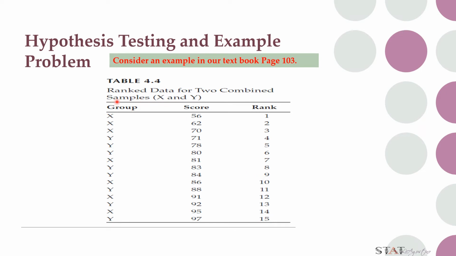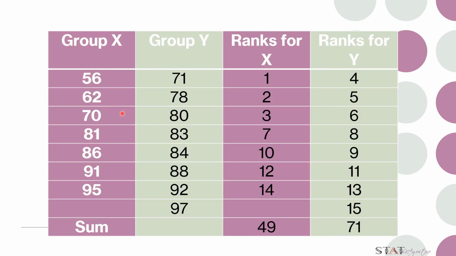So this is Table 4.4. It is the rank data for the two combined samples X and Y. These values, these groupings, are just combined for ranking. So the lowest value is 56, so rank 1, and 62 is rank 2. But take note of their groupings. Here's group X, and here's group Y. So they maintain their groupings, but they have different rankings.